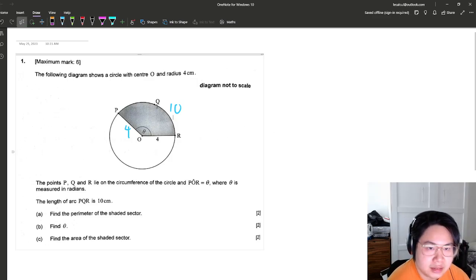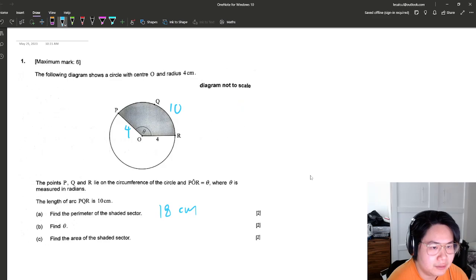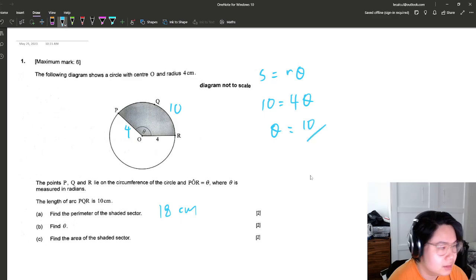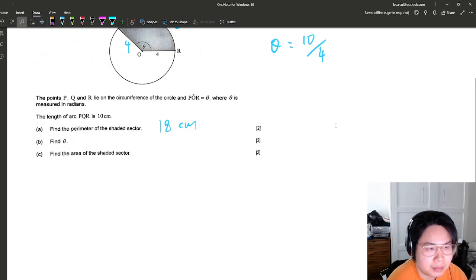And let's get started. As I was reading this, we have a radius of 4, and then the length of PQR is 10. We just want to find the perimeter, and that's straightforward. We just add the 3 sides together, which is 18. And then we want to find theta. So we know from the arc length formula that 10 should be equal to the radius 4 times theta. So theta is 10 over 4. You can reduce that if you want to, but I need to save some time. Plus IB doesn't deduct marks for reducing fractions or not reducing fractions.